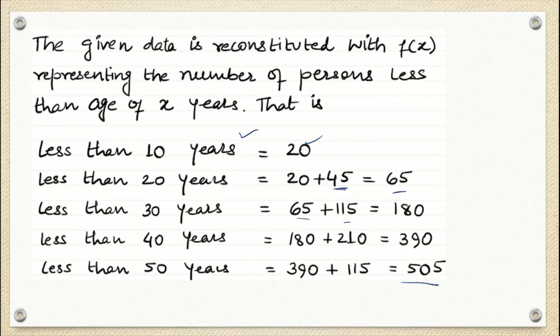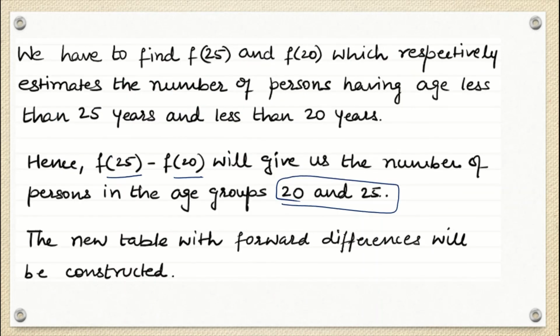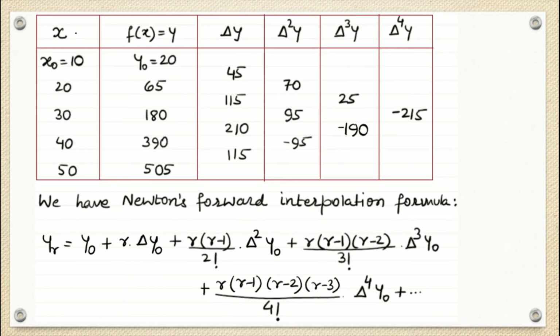Okay, so we are writing down Newton's forward difference table. So what is Newton's forward difference table? The very first entry is for x less than 10. This means less than 10 years. How many persons are there who are less than 10 years? This is 20. So 20 persons are less than 10 years, and then less than 20 is 65, and whatever we have calculated we have written down here.